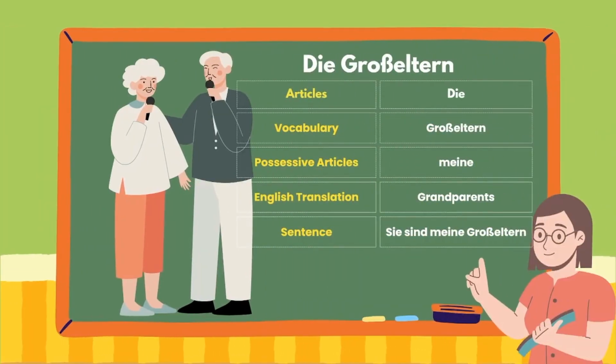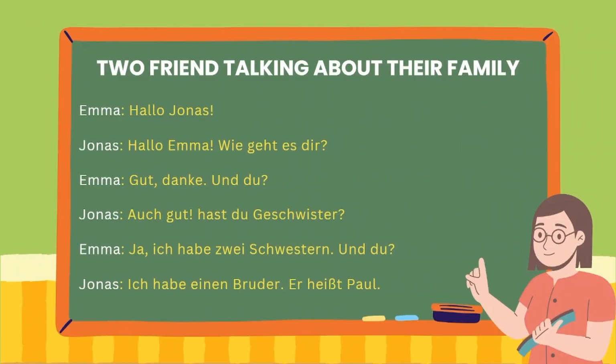So next in line is grandparents. They are plural, so the article we use is die: die Großeltern. By virtue of this, the possessive article is meine. The English translation would be grandparents. If I have to use this in a sentence, they are my grandparents, what would I say? Sie stands for they. Sie sind meine Großeltern.